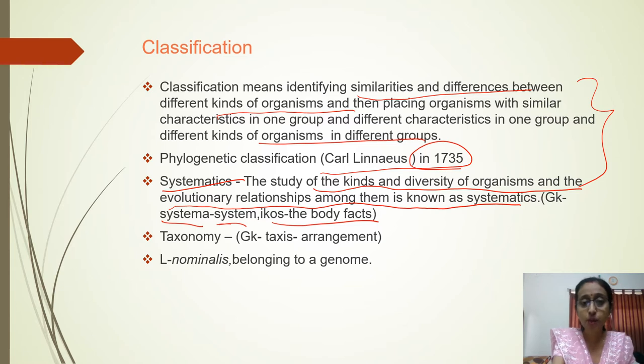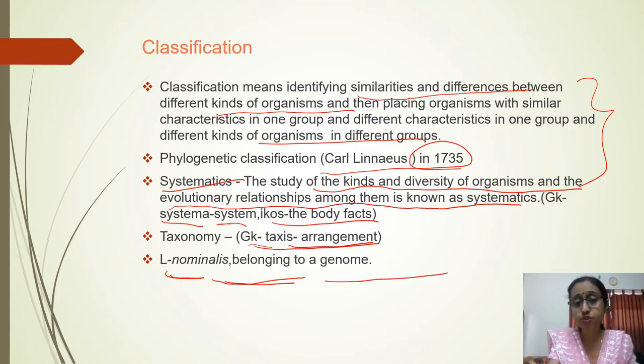Now, in taxonomy, the word taxis means arrangement, and nomos, which is the Greek word, means law or belonging to a group. So, this one is Greek, and the other is the Latin word nominalis. What does it mean? This means belonging to a group. Is it clear to everyone? That means belonging to a group. So, this is all about classification.